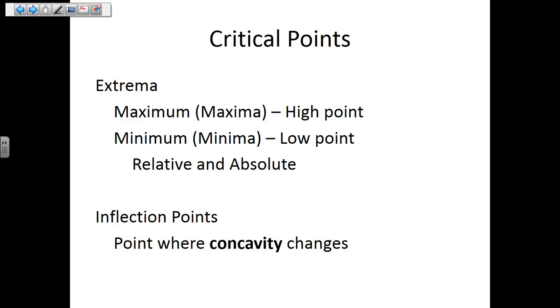Now the inflection points are where the concavity changes. Now that may be a little bit weird term to you, but concavity is an idea about the shape of a graph. We'll talk a little bit about it.